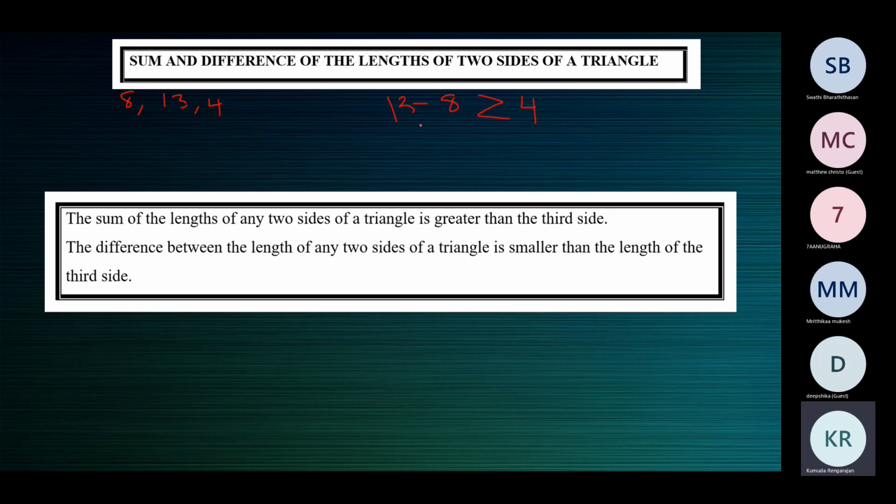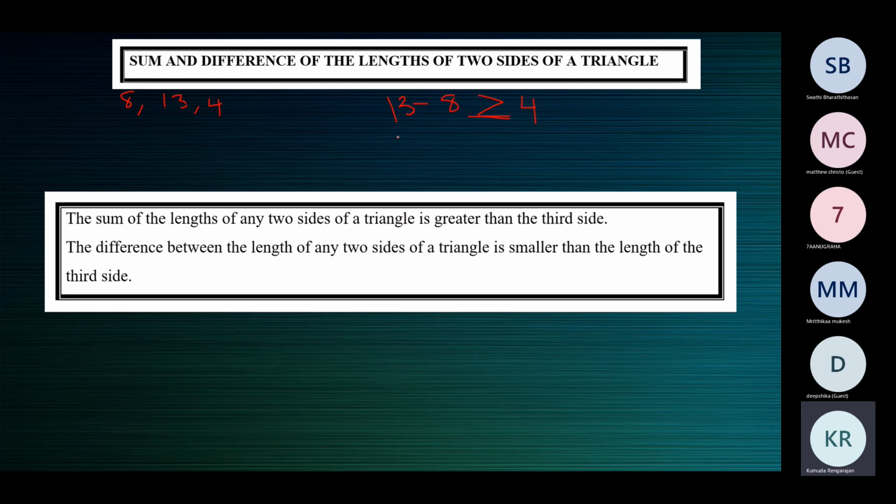But this is against the property. It's against the property because I put a dash here, children. This is a dash. So 13 minus 8 is 5, which is greater than 4, but the difference should be less than the third side. So here itself, it's not satisfying the property.